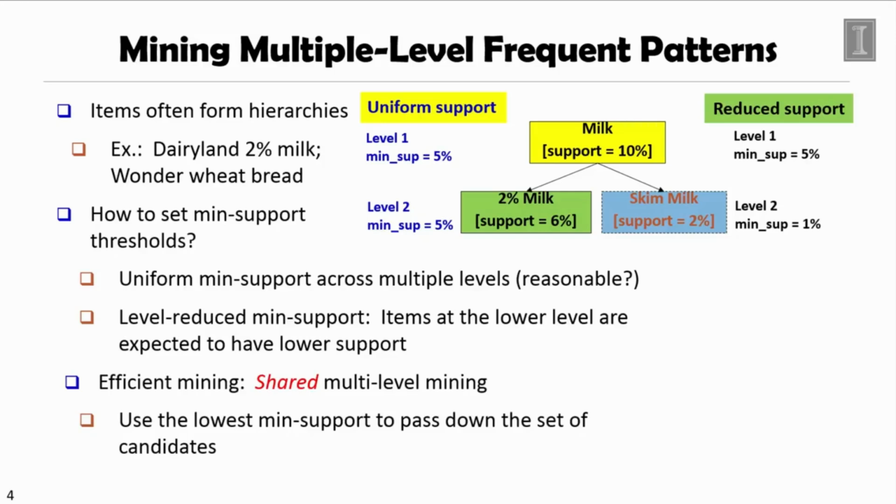So then the problem is, if we set multi-level minimum support thresholds associated with different levels, then how can we use one scan, in one shot, to mine all the different levels? The interesting thing could be we can use shared multi-level mining. We can use the lowest minimum support to let the high level pass down to the low level. But in the meantime, when we analyze rules, when we analyze patterns, we can figure out the higher level rules using the higher level support threshold.